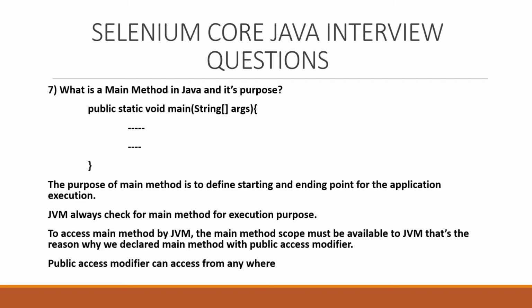To access the main method by the Java Virtual Machine, the main method scope must be visible to the JVM. That is the reason why we declare the main method with the public access modifier, because the public access modifier can be accessed from anywhere.